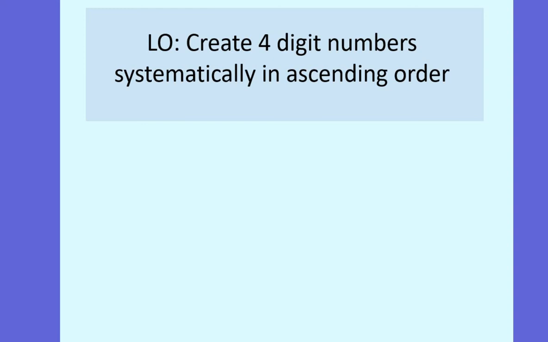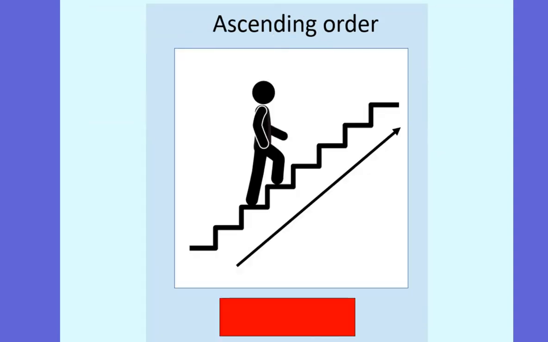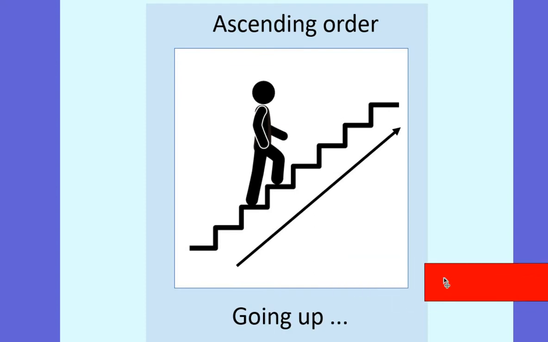The aim for today's lesson is going to be creating 4-digit numbers and putting them in ascending order. So to start off with, what does the word ascending actually mean? Now if I'm ascending the stairs, that means I'm starting at the bottom and I'm working my way up. So we're increasing, we're going up. We start with the smallest and we're going up.